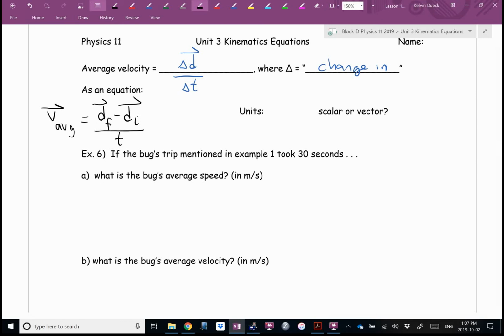What are the units for this? Oh, you know what? It's also meters per second. Velocity, scalar or vector? Is there a dumb way that I can remember that velocity is a vector? I got nothing. Wow. I'm a terrible teacher.